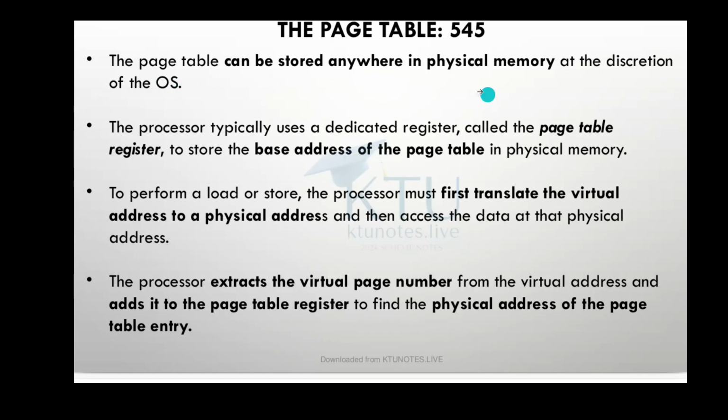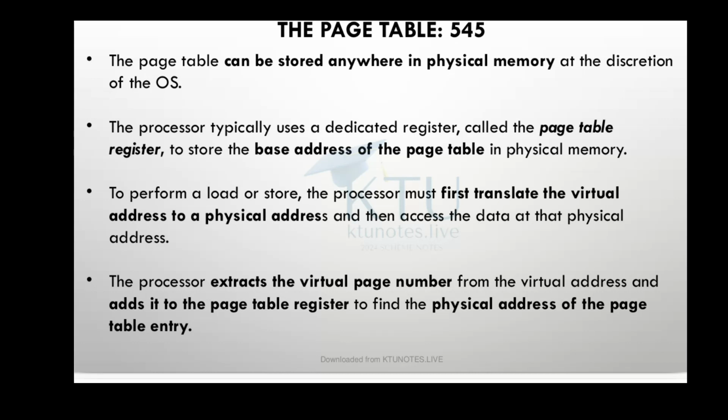The page table can be stored anywhere in the physical memory. The processor typically uses a dedicated register called the page table register to store the base address of the page table in the physical memory. Because the page table is stored in memory, to know where exactly it is stored, there is a page table register which stores the base address of the page table. Base address means the address from which the page table starts.